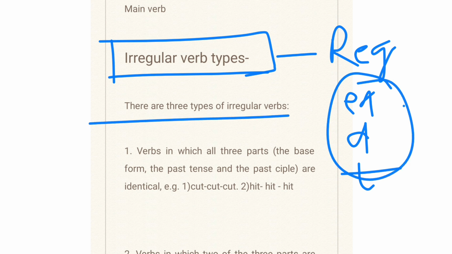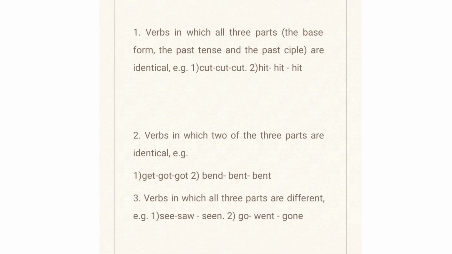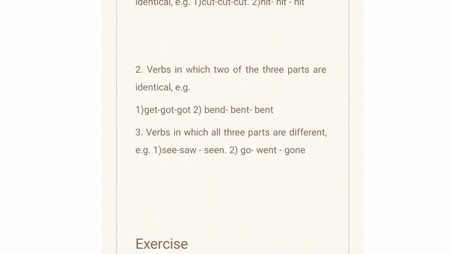But irregular verbs have three types on the basis of some conditions. First condition: verbs in which all three parts are identical. Example: cut, cut, cut, hit, hit, hit. It means all three parts are the same: first, second, and third. Second: two of the three parts are identical. Example: get, got, got. So, which are the identical two parts? Got. These are the second type of irregular verb.